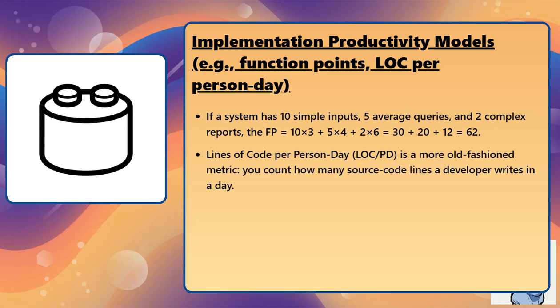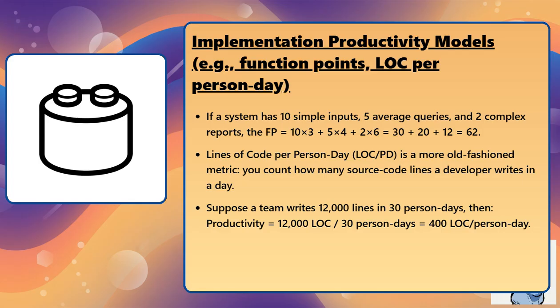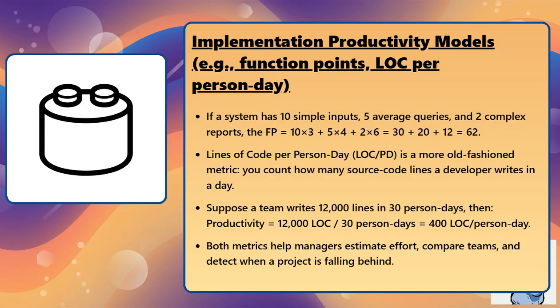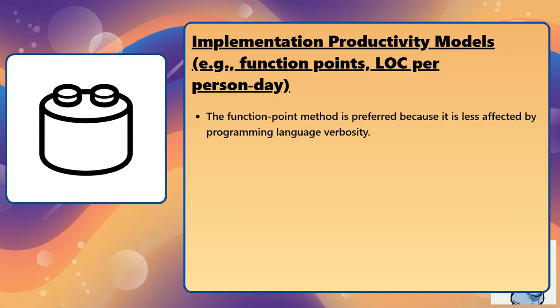Lines of code per person day, abbreviated LOC per PD, is a more old-fashioned metric. You count how many source code lines a developer writes in a day. Suppose a team writes 12,000 lines in 30 person days. Then productivity equals 12,000 LOC divided by 30 person days equals 400 LOC per person day. Both metrics help managers estimate effort, compare teams, and detect when a project is falling behind. The function point method is preferred because it is less affected by programming language verbosity.